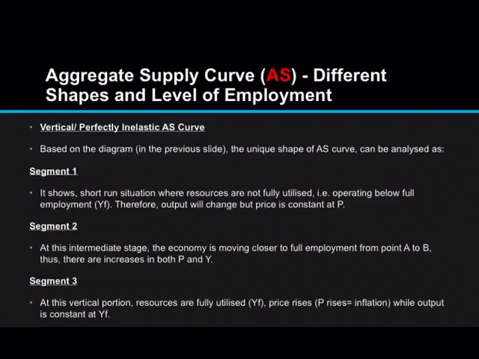Segment 3, the vertical portion of the AS. It means the AS is vertical or perfectly inelastic, where the country has achieved full employment. That means all economic resources in the country have been fully used. That is the maximum capacity of the country to produce the highest AS. After this, the AS can't be increased for now. So the prices will rise whereas the output is constant.